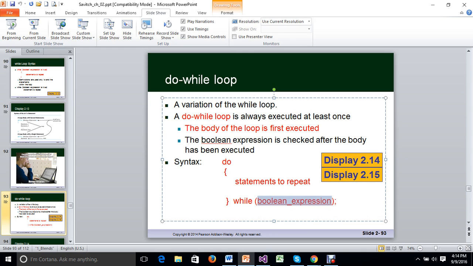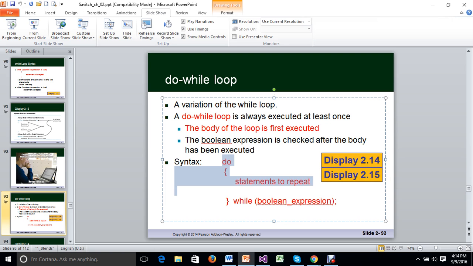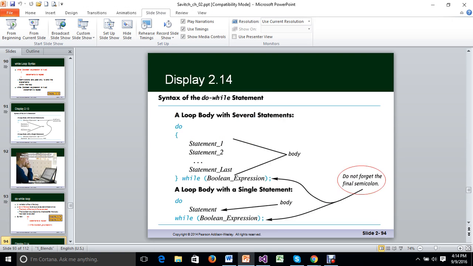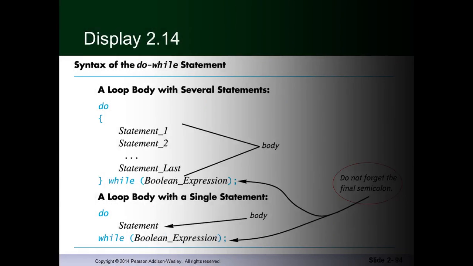Okay, so that means that this part is executed first, and then it checks. So in the while loop that we covered right now, if we put 0 and the expression is false, then the loop doesn't execute. Okay, on the other hand, the do while loop always gets executed at least once. Why? Because this is executed first, then it checks. Well, we'll see right now how this works. But this is the syntax.